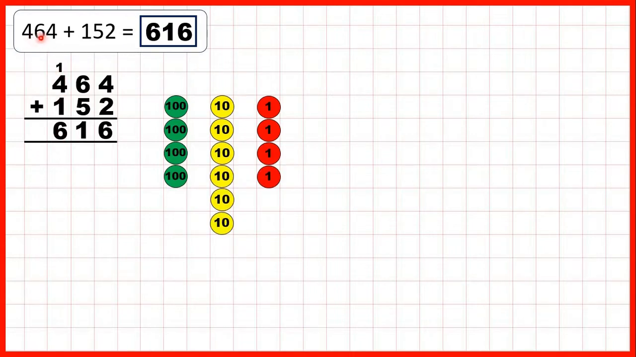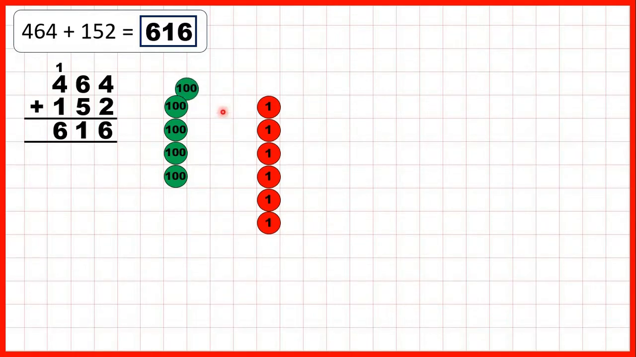Then 464, so 4 hundreds, 6 tens, 4 ones. We can add 2 ones to give us 6 as our ones digit. Then we need to add 5 tens. We can add 1, 2, 3, 4, exchange, and then add our 5th 10. That leaves us with 1 as the tens digit of our answer. So because we've made this extra 100 by adding our tens, and we started with 4 hundreds, we just need to add 1 more 100 to give us 6 as our hundreds digit.